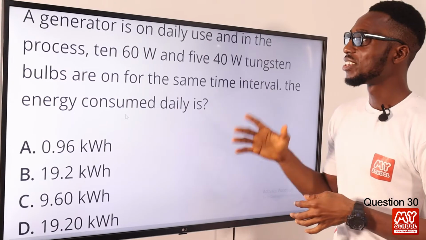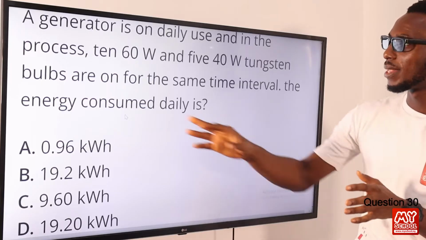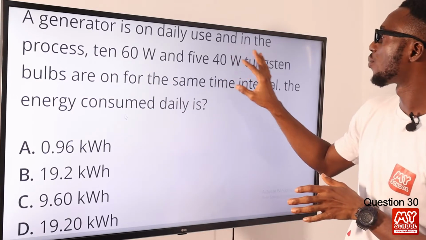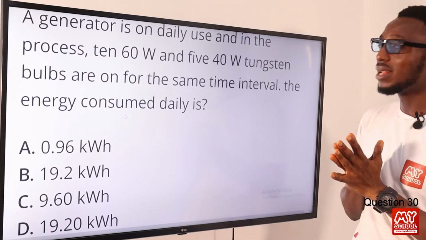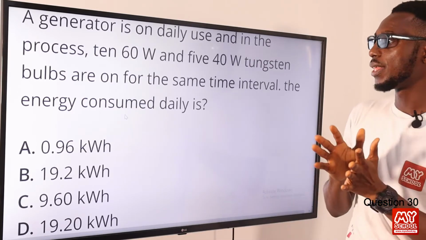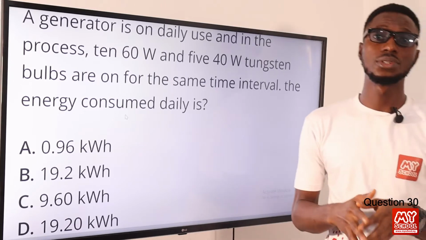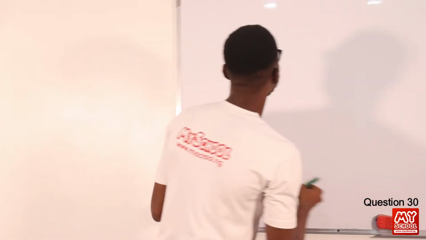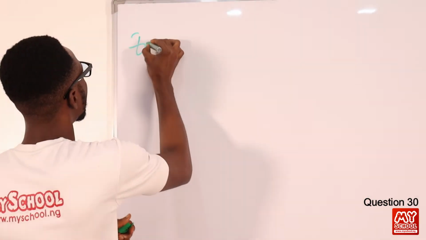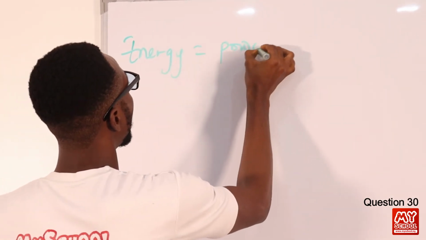30. A generator is on daily use, and in the process 10 60 watts and 5 40 watt tungsten bulbs are on for the same time interval. So the energy consumed daily is what? So daily consumption. We can just take that energy equals power.